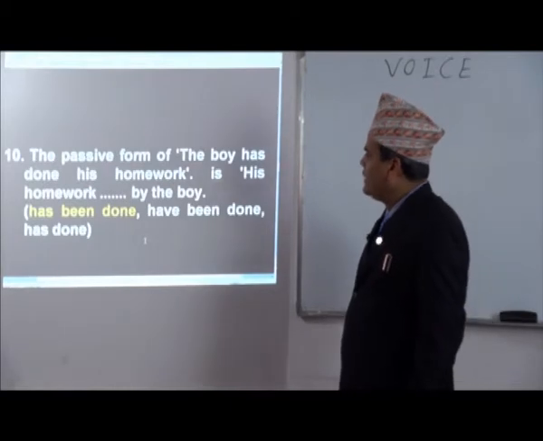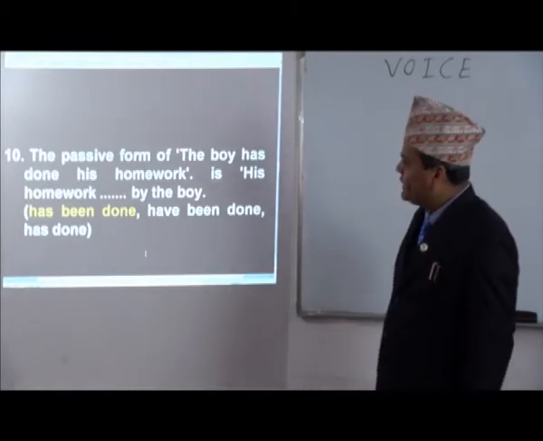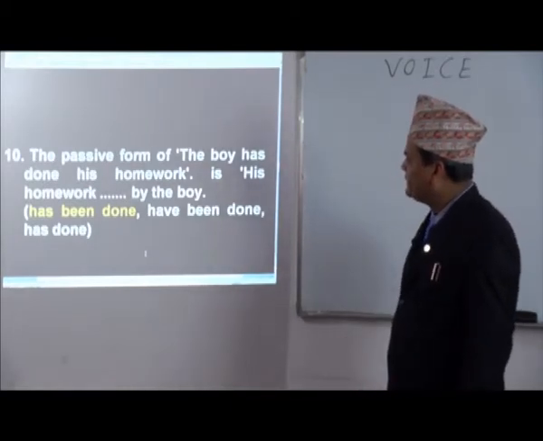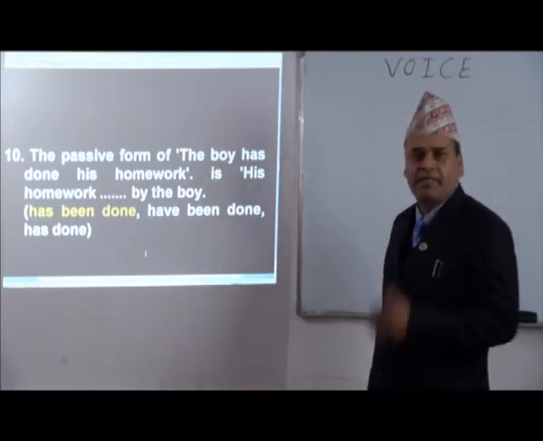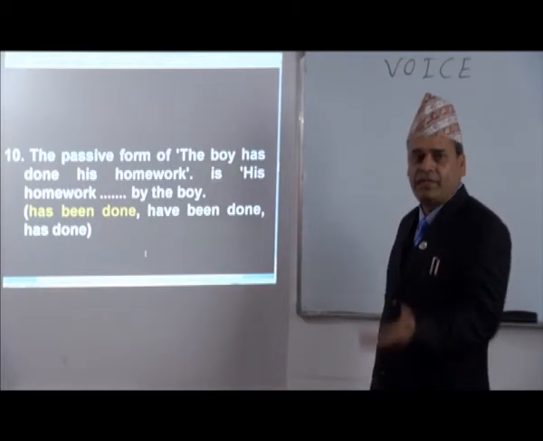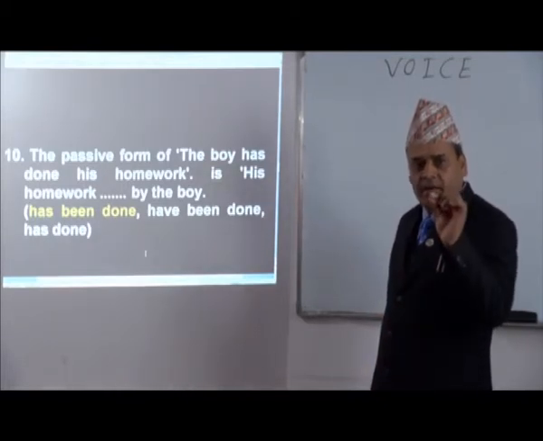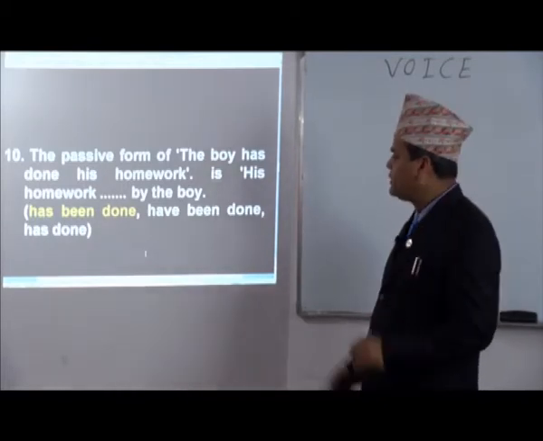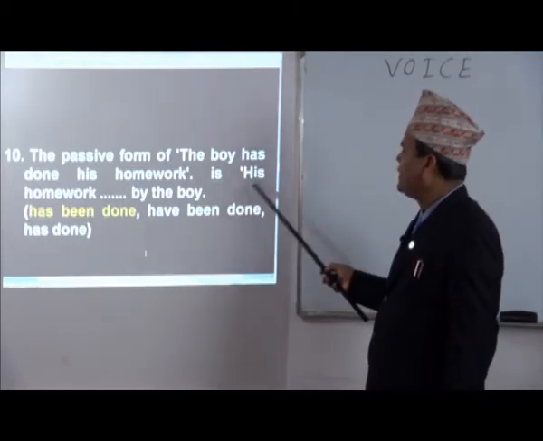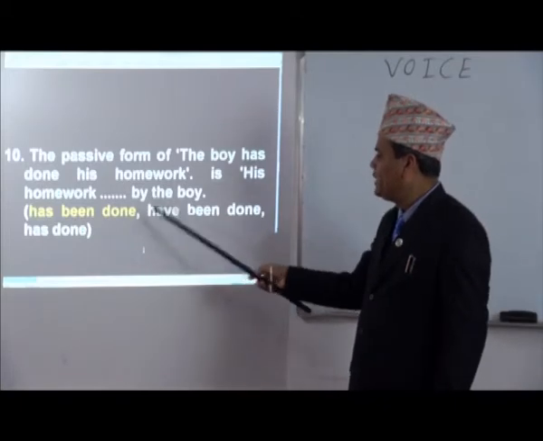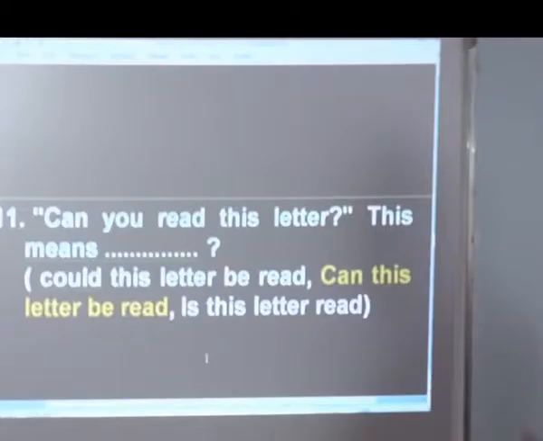Alright. And in question number 10, what we see is, "The boy has done his homework." You see the perfect tense here. And when perfect form comes, we use "been." So, what happens is, "His homework has been done by the boy." Similarly, we move on to number 11.